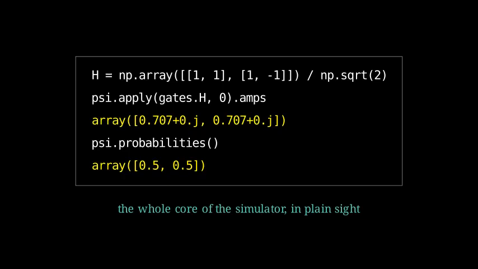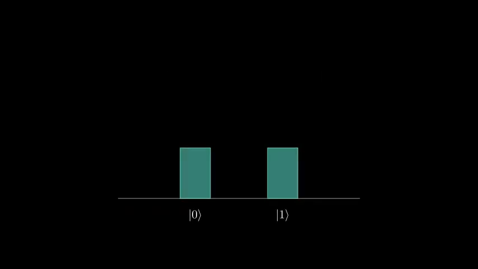A state is 2 amplitudes, a gate is a small matrix, measurement squares the amplitudes and collapses them. You could write it in an afternoon. But 1 qubit is a small world. The real strangeness begins the moment you add a second one.